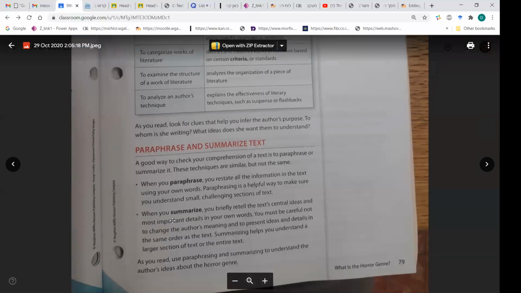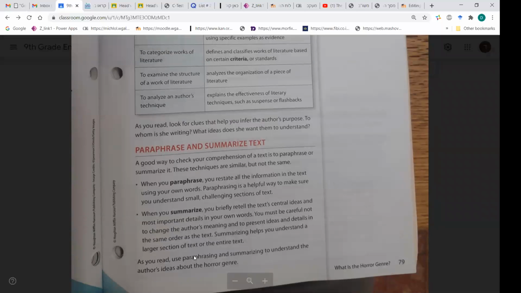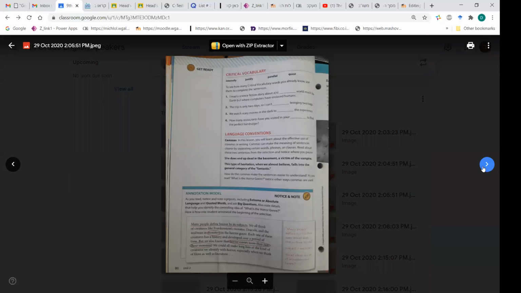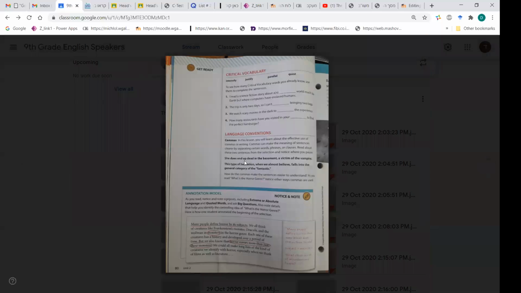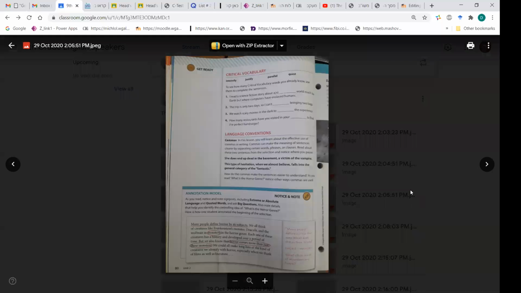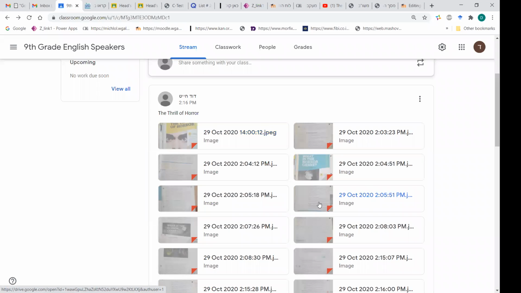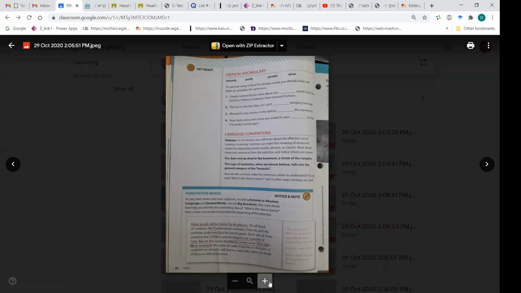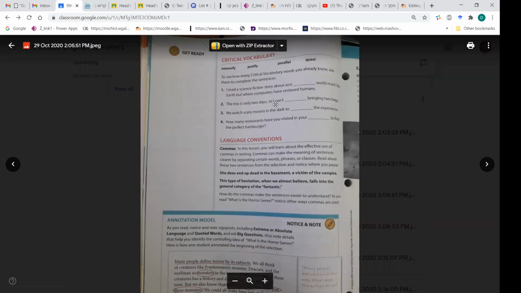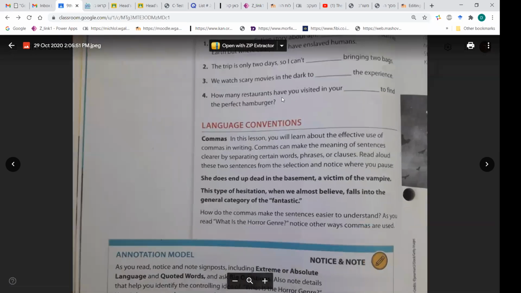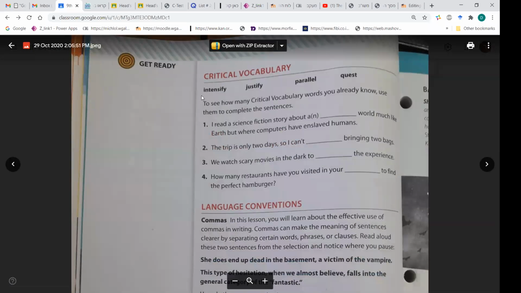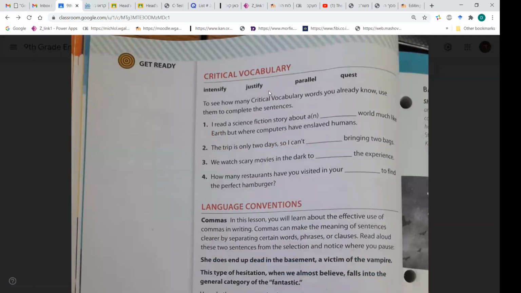Right now we're not going to read this. I want to go to the next page and talk about these words that are going to appear within the story. In the article that you're going to read this week, these are some words you need to know. First of all, intensify. What's to intensify? Intense means very strong. To intensify, to make something.